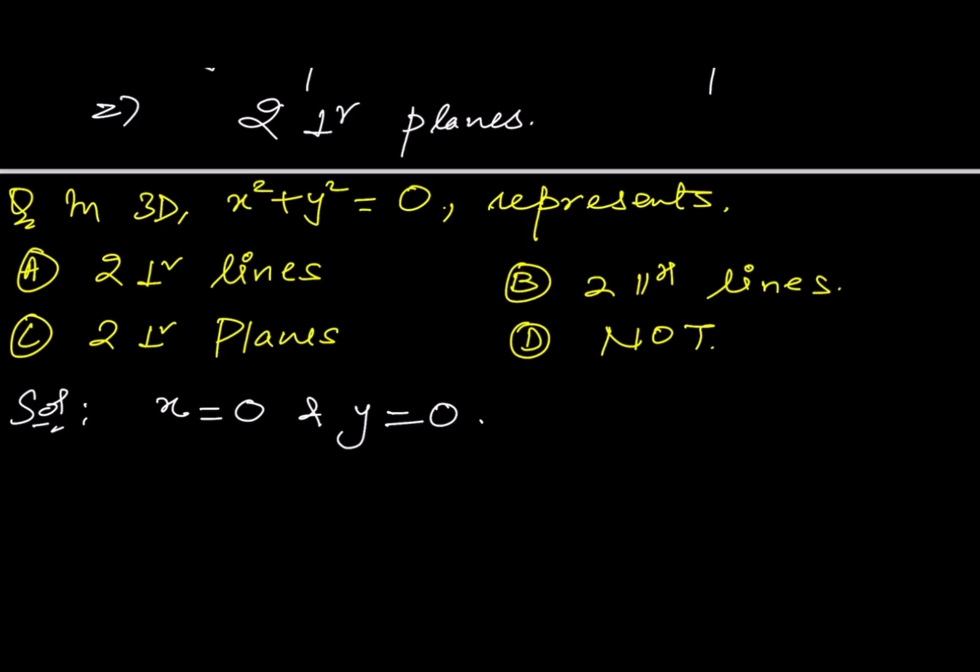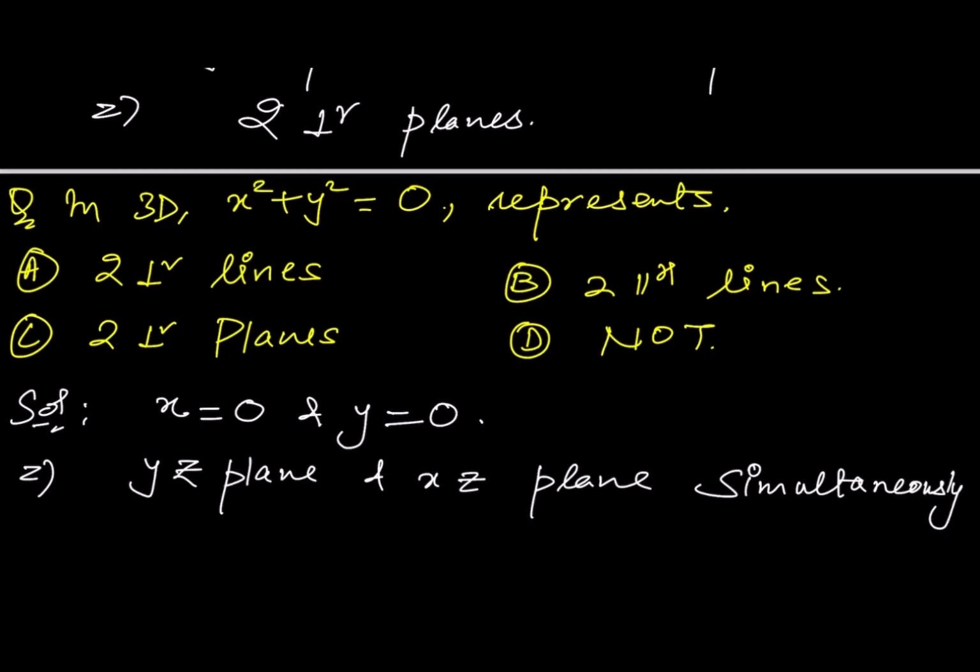Okay, so x is equal to 0 represents the yz plane, and y is equal to 0 represents the xz plane, and these cases hold simultaneously. Okay, x equal to 0 and y equal to 0 simultaneously means they should be 0 at the same time, right?